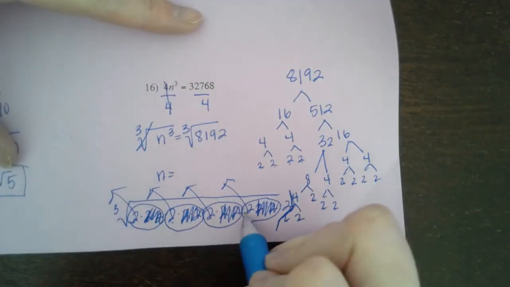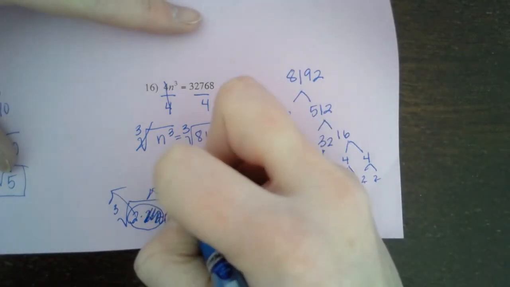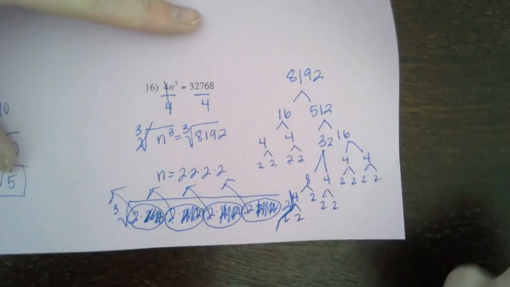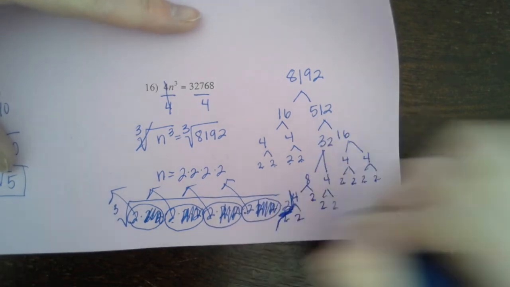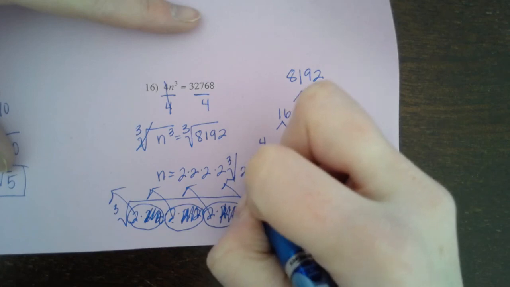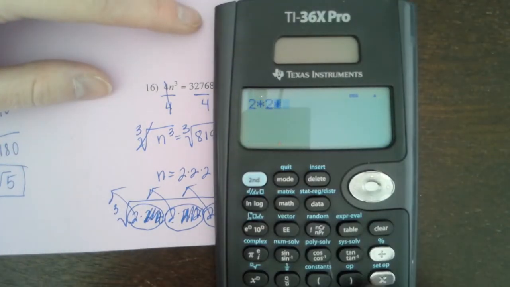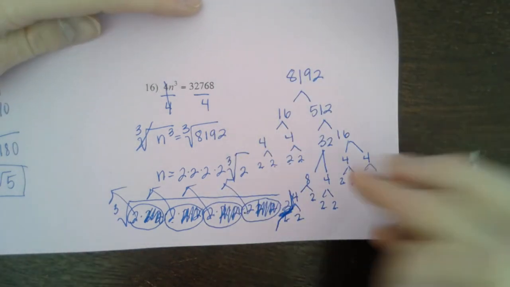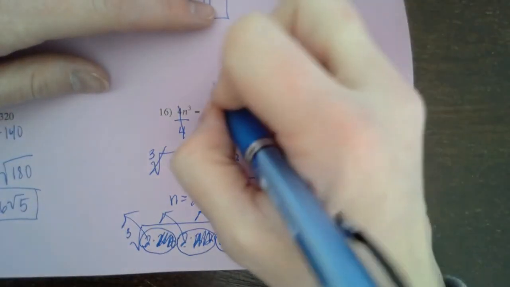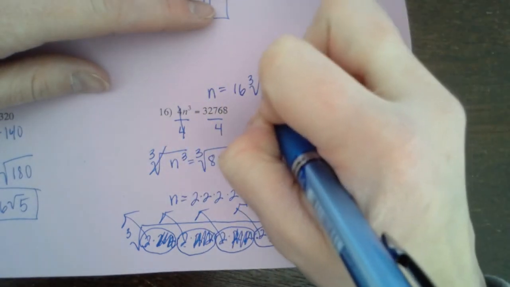So we took out 1, 2, 3, 4 2s. So that means we're going to multiply all 4 of them together. And then what's left is this little 2 over here that we can't forget about, and it is stuck. So we just multiply the 4 2s: 1, 2, 3, 4, and we get 16. So our answer for this one is n equals 16 cube root of 2.